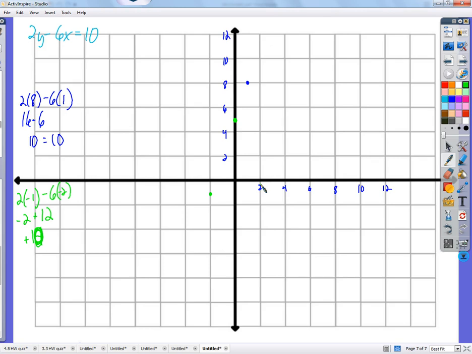Any other solutions? How many solutions are there? Bajillions, lots. And you can't come up with one more? Hildy? I put, never mind, you already did them. Okay, you got yours already. Ethan? 2 times 5 minus 6 times 0. I said that already. We got x is 0 and y is 5.